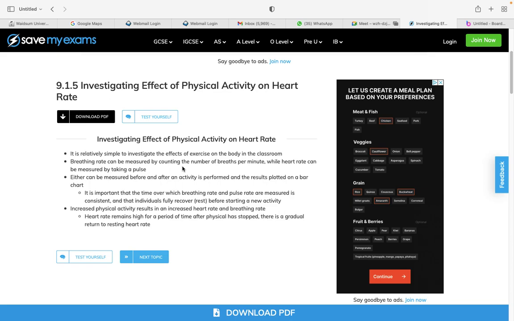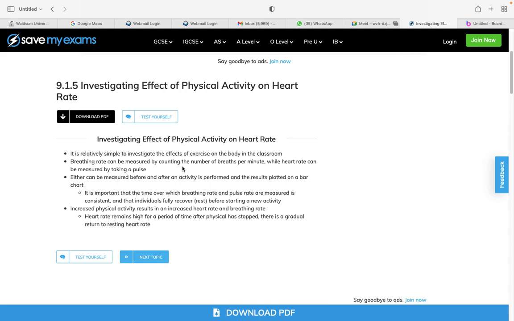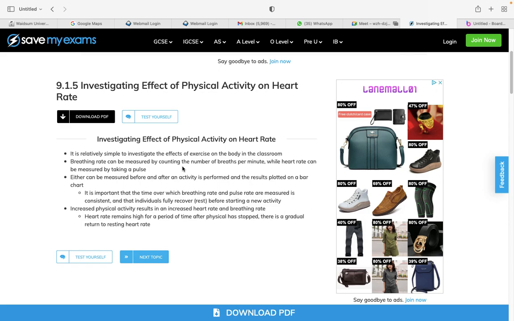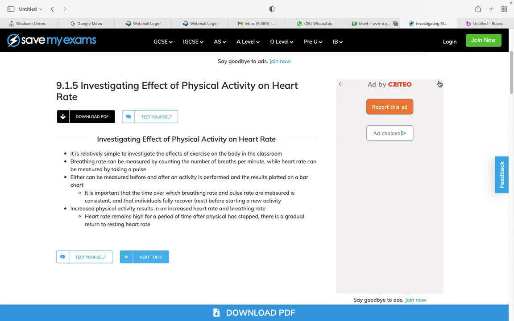So in order to benchmark, before you do any activity, you have to measure your breathing rate by your number of breaths per minute, and your heart rate by your number of beats per minute, or pulse rate. So before we do the exercise, we do the measurement, and then we do the measurement also after the exercise. We also wait and see how long it takes to return to the normal rate before we did the exercise. Is that okay?